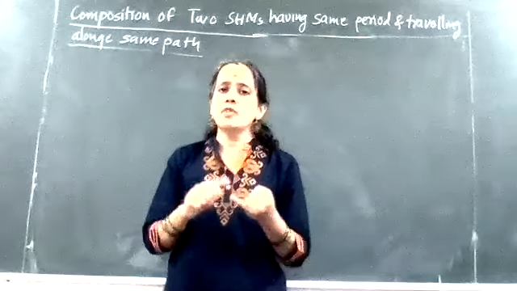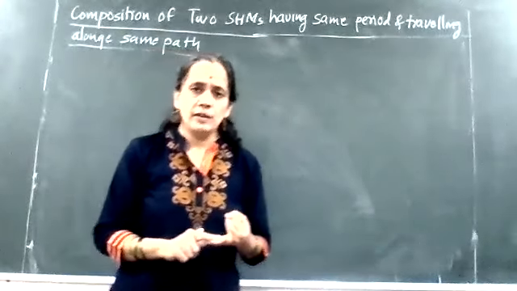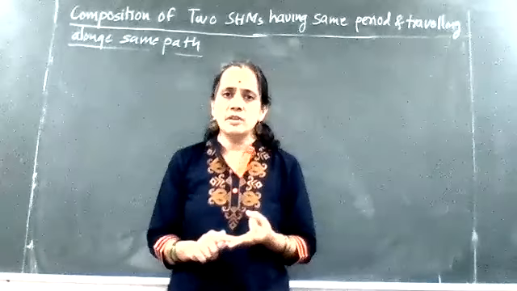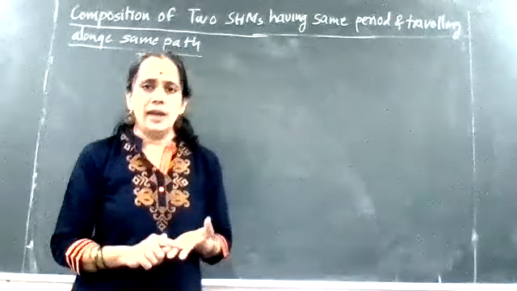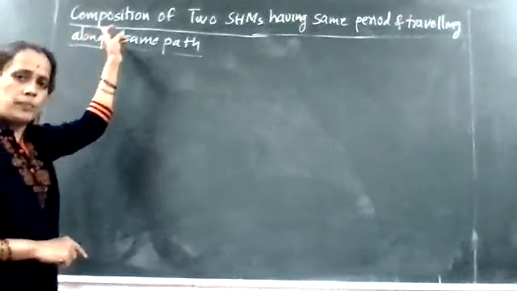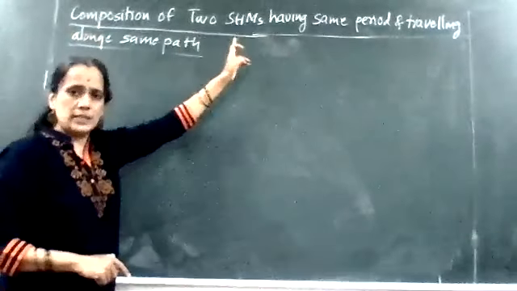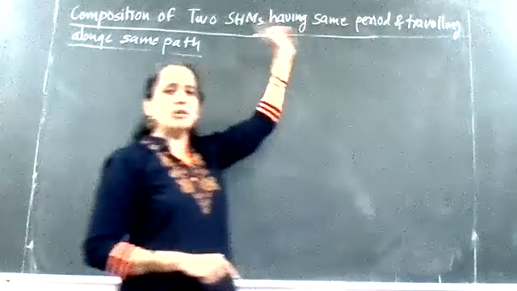So we have written the equation first, then we have formulated the table, then we have plotted the graph, and from the graph we have drawn certain conclusions. Right? Now, in today's lecture, we are going to see the next topic, that is composition of two SHM having the same period and traveling along the same path.